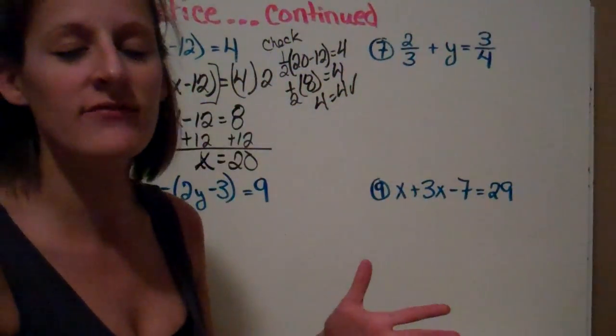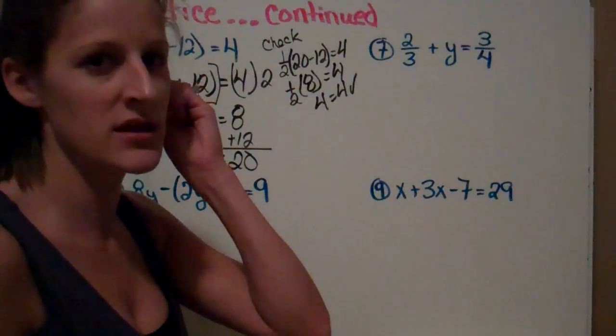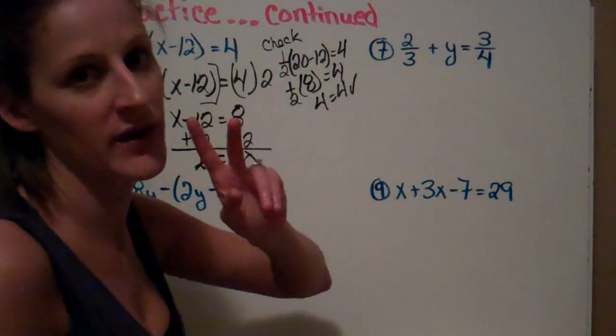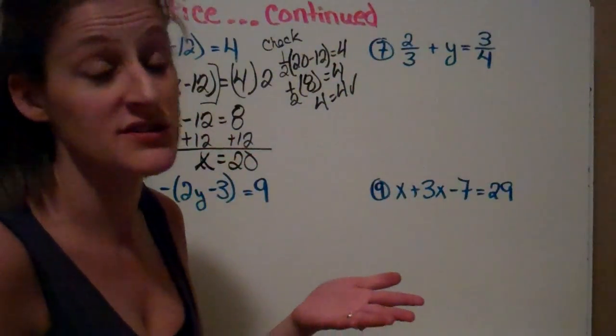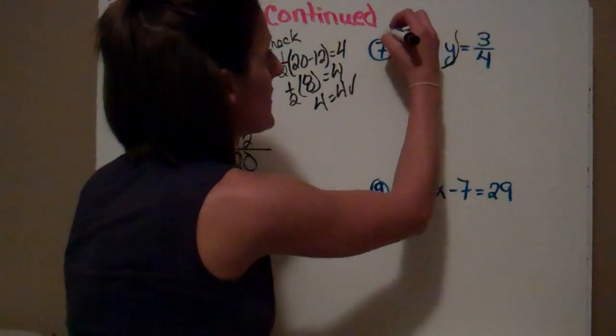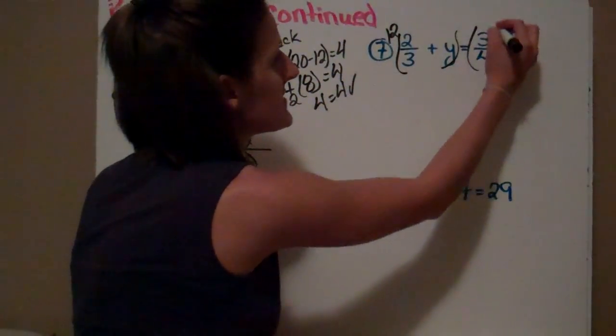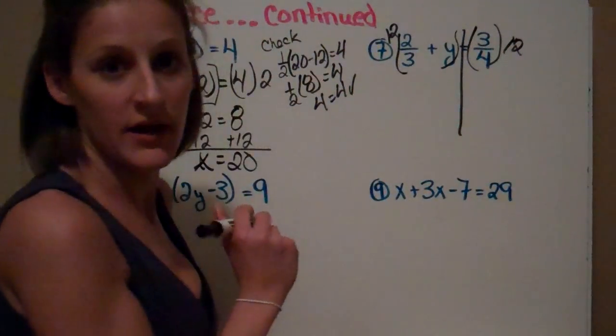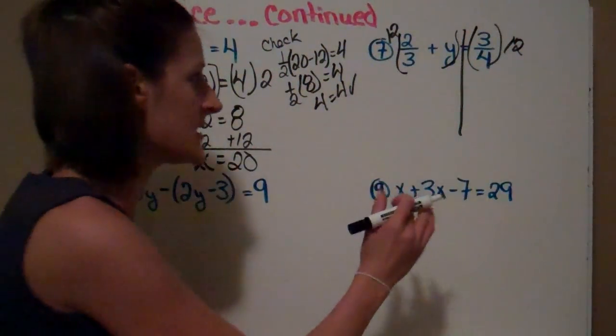Now, they don't have like denominators, so I need to figure out what is the smallest number that both 3 and 4 go into, and that, of course, is 12. So, I'm going to multiply this side of the equation by 12, and this side of the equation by 12. Remember, once I have my wall, I will need to make sure I'm doing stuff to both sides.